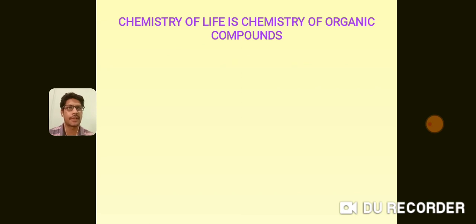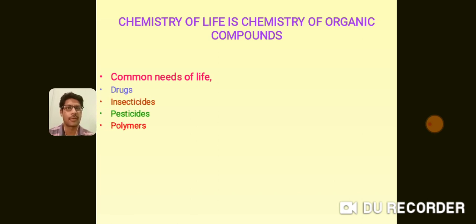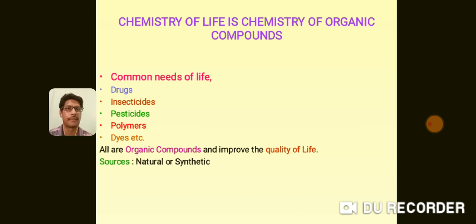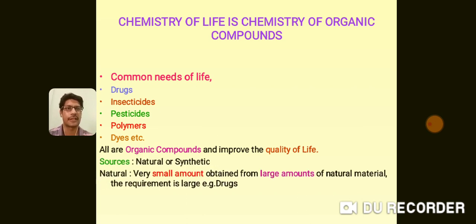Chemistry of life is the chemistry of organic compounds. And why this is to be done: the common needs of life, drugs, insecticides, pesticides, polymers, dyes, etc. are all organic compounds and improve the quality of life. Sources: natural or synthetic. Natural, a very small amount is obtained from a large amount of natural material. The requirement is large, for example drugs. Thus synthesis in a laboratory is needed.